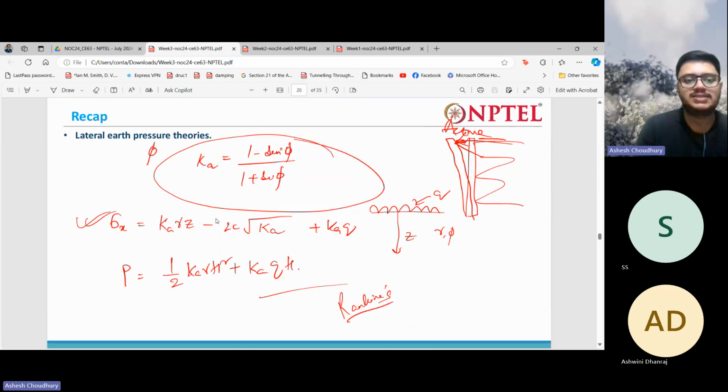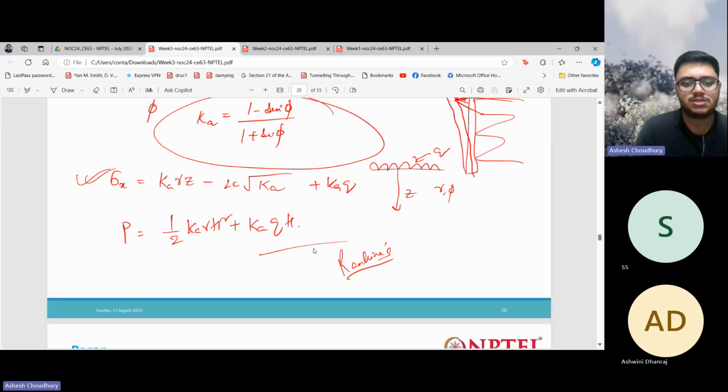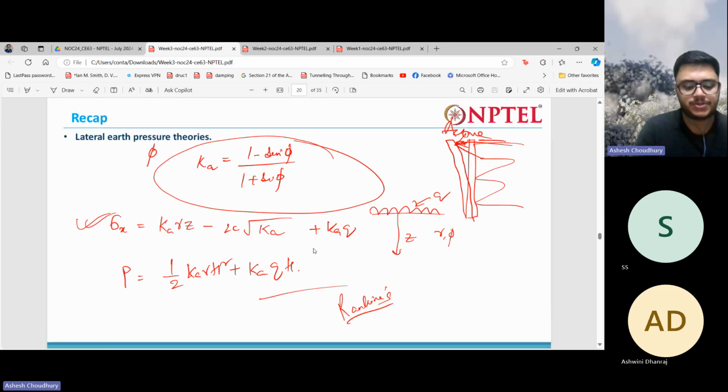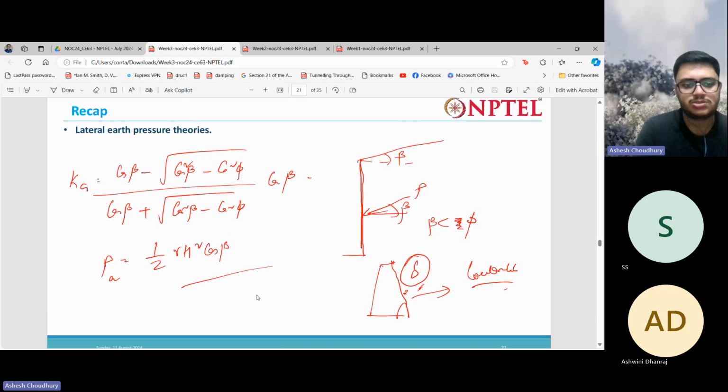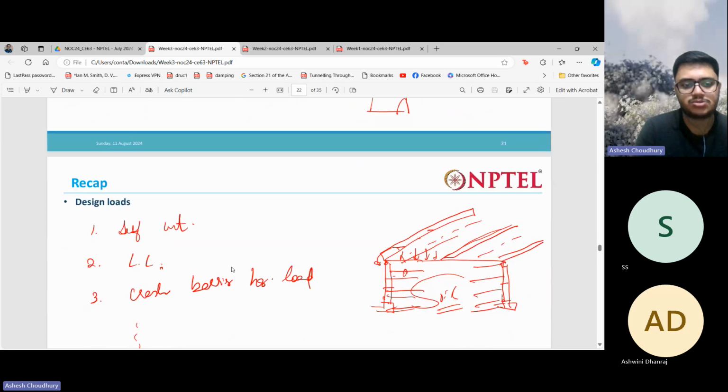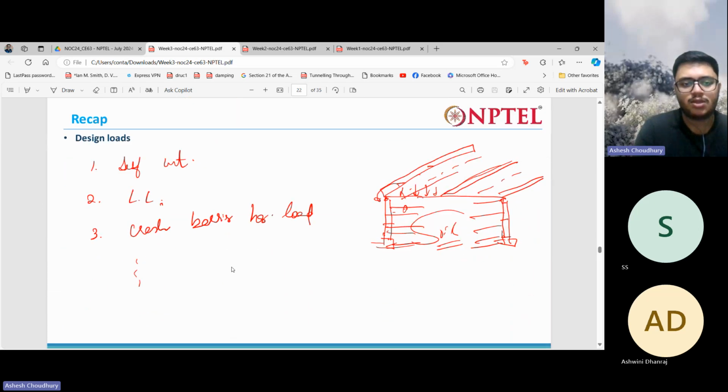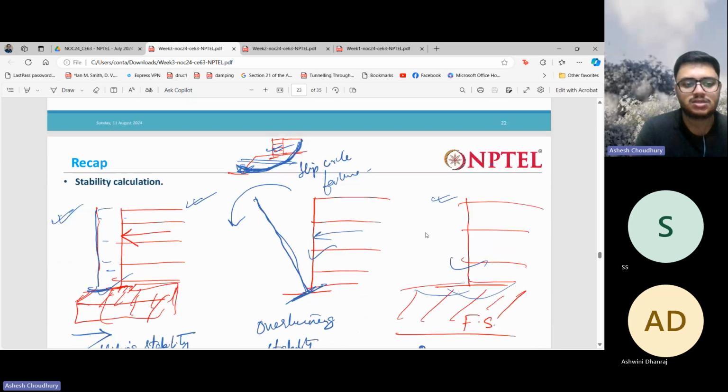Then we briefly discussed the lateral earth pressure theories. We have the lateral earth pressure theories that you already know: active earth pressure and passive earth pressure, which is basically given by Rankine's theory, and later it was modified by Coulomb's theory, right? All these things you already know from basic soil mechanics. Then what are the design loads that we should take? The self weight of the structure, live load, crash barrier load, seismic load, all these things we should consider. All the stuff we discussed.